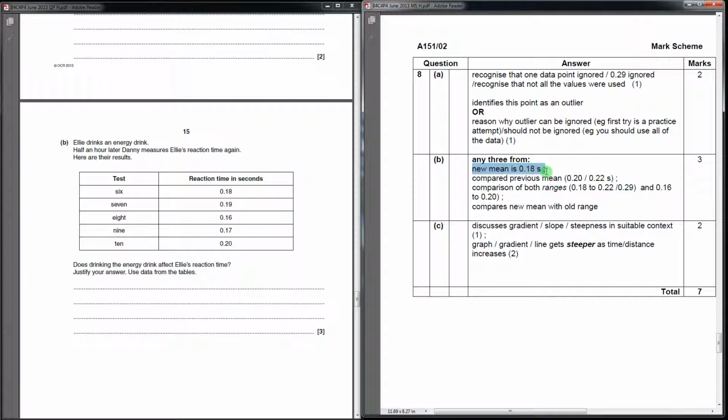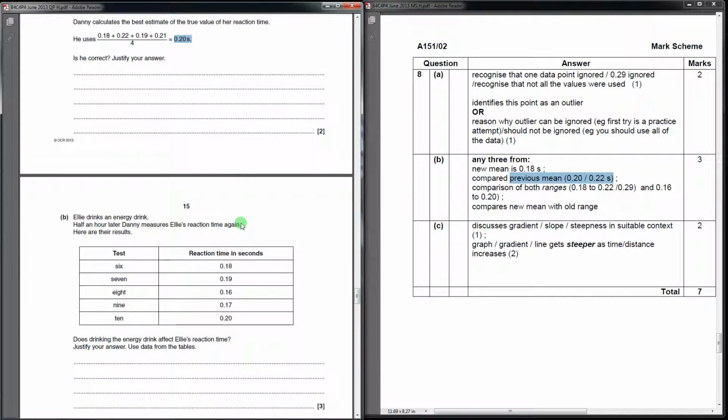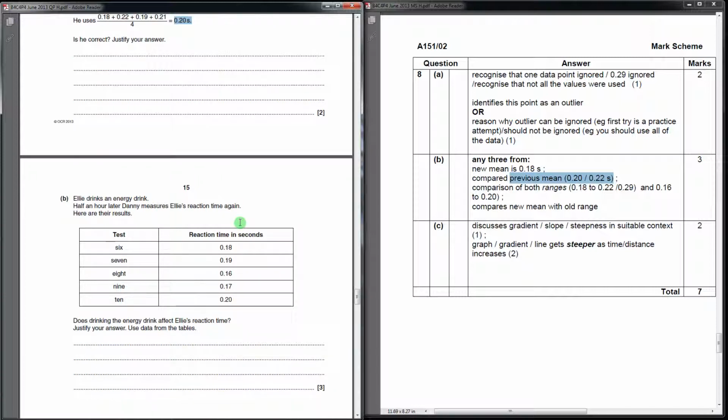1 mark for stating that. Okay. Another mark for comparing the means. So 0.18 is less than 0.20, so it seems like her reaction time is speeded up. Okay. That will get you 2 marks. For the third mark, though, if we're comparing 2 data sets and we really want to make sure that there's a difference between them, so is there a real difference, we need to look at the ranges.